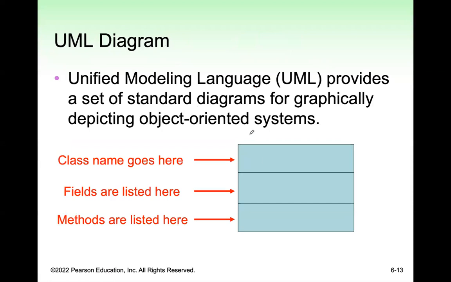Now, this is a UML diagram. You will probably see them once you get into the workforce. You will see UML diagrams pretty regularly. These will just specify what the class name is, which variables that class has, and which methods that class has. This is how they go. The first field is going to be your class name. The second field will be your fields or variables, and the third will be your methods.